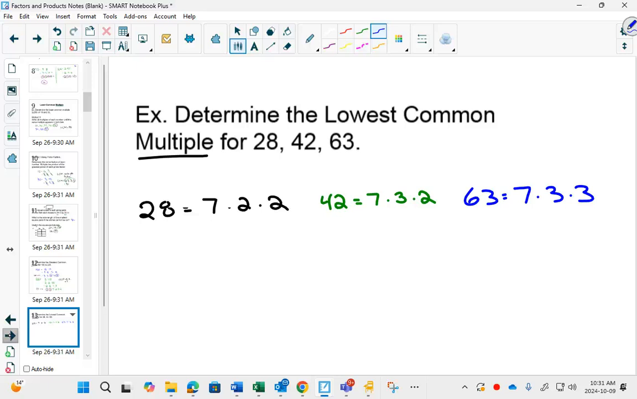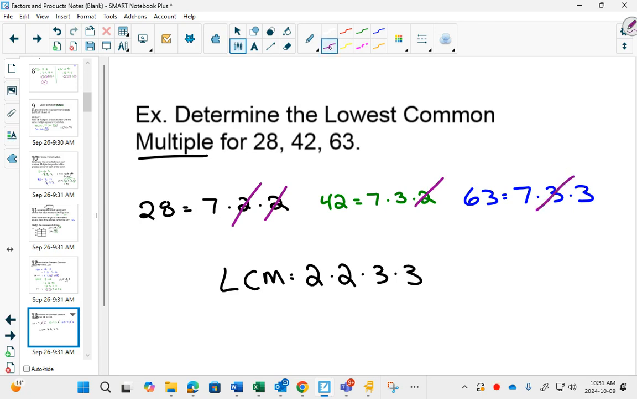Lowest common multiple. Start with 2's. How many 2's do we need? We need 2 of them. In order to take 2 out of here, that means we use up that 2 as well. How many 3's do we need? We need 2 of them because this one has 2 3's, which uses up that 3 as well. And how many 7's do we need? Just 1. Because they all have 1 7.